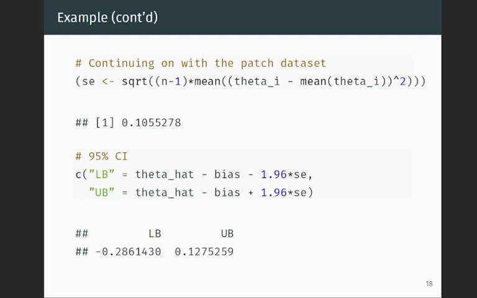In any case, what we get is the following confidence interval, going from negative 0.29 to positive 0.13. And so even though our estimate was negative, we can see that it's not significant. So we would not reject the null hypothesis that the new patch is worse or is the same as the old patch in terms of average effect.